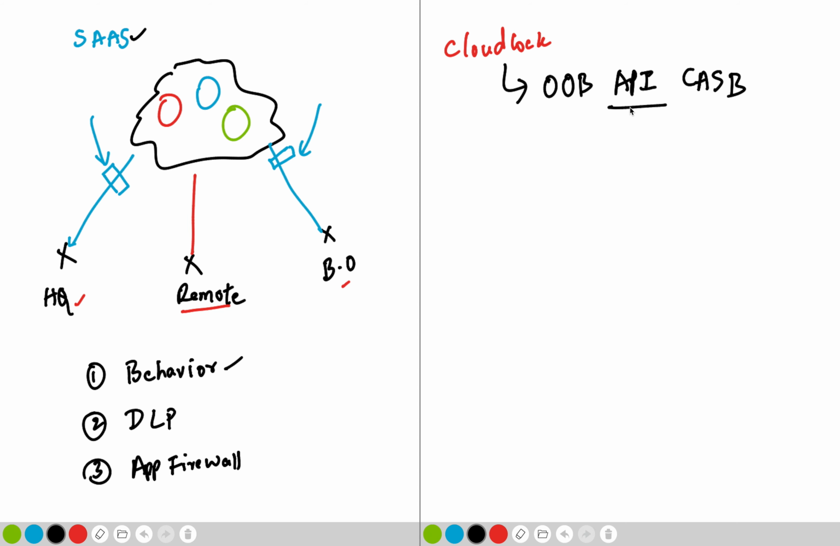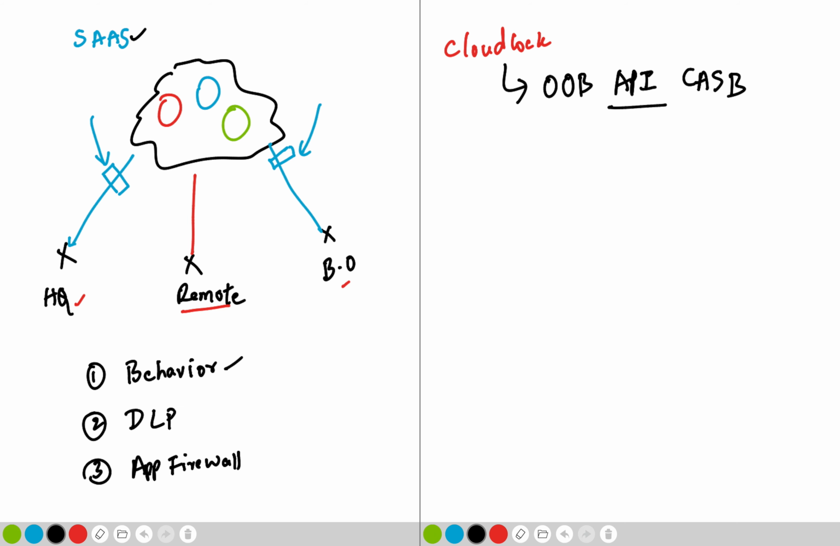We talked about what API based means, wherein your cloud applications and your CASB talk via APIs. They don't wait for scraping the logs, so that's why it's API based. Cloudlock is a CASB, but what kind of a CASB? It's an out of band, API based CASB.